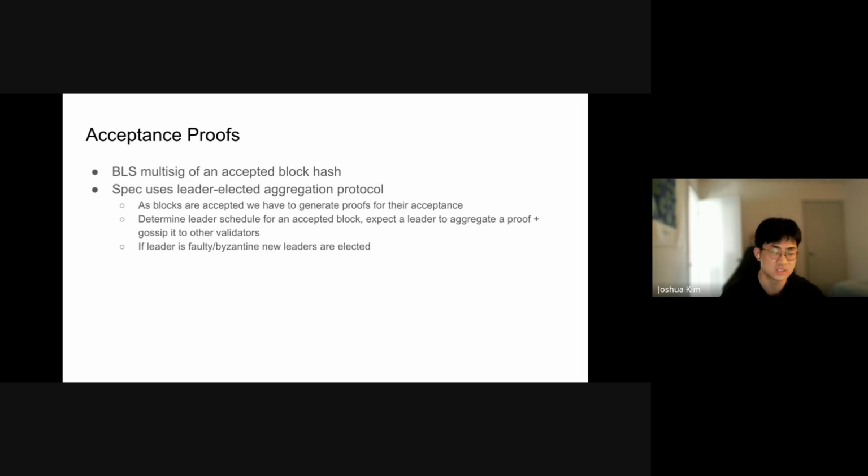So we'll be determining some kind of leader schedule, similar to how Snowman++ or Proposer VM works, and expect the elected leader to aggregate a proof for the network, and then gossip it across the network to other validators. And similar to how Snowman++, which is our block production protocol, works, if there is a faulty or Byzantine leader, other nodes will be elected as secondary leaders, so that eventually you're guaranteed to be able to generate a proof for whatever accepted block you're trying to generate a proof for.